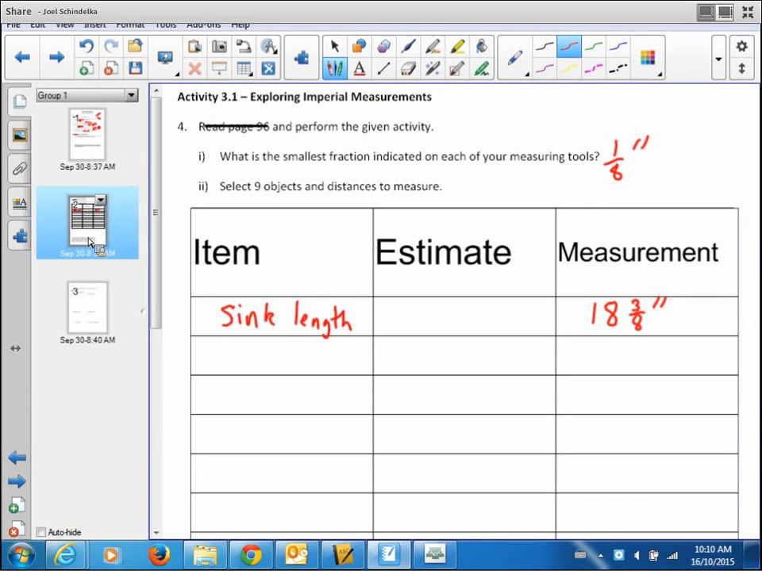Now, can you see enough here to guesstimate what the width of this sink is? So it's right on this tick mark. Tell you what, I'll just bring it around. So what would this be? The big number is 12.